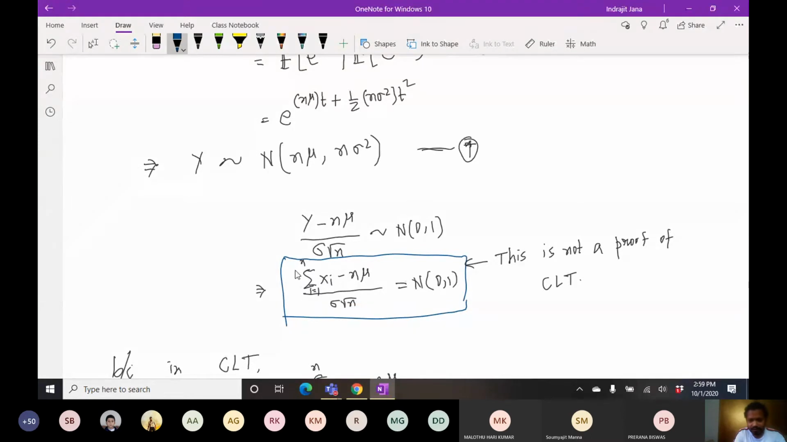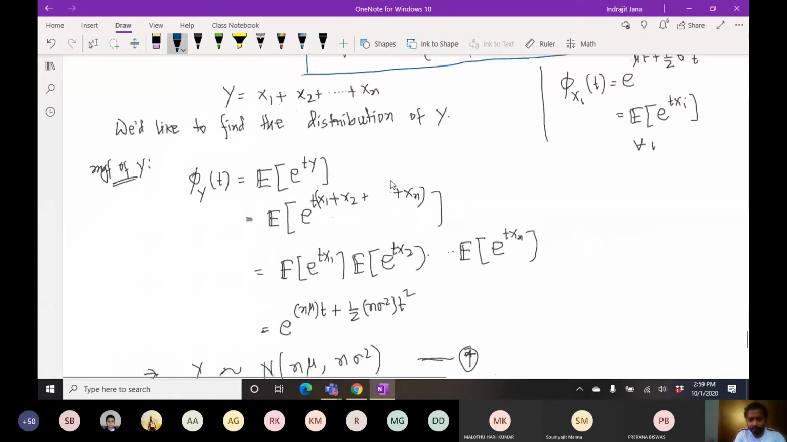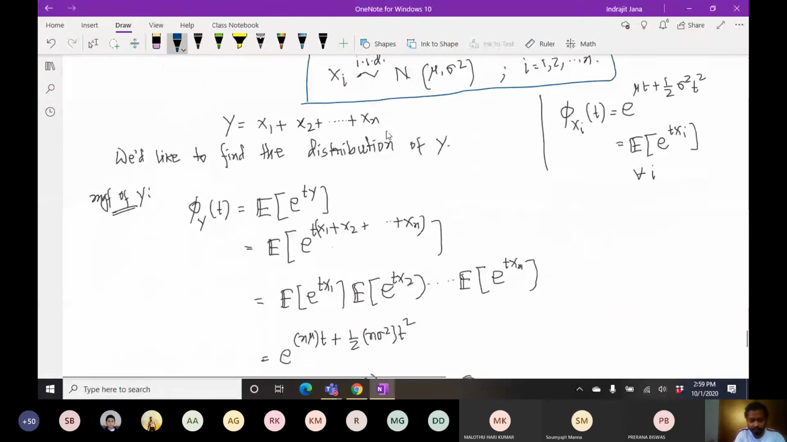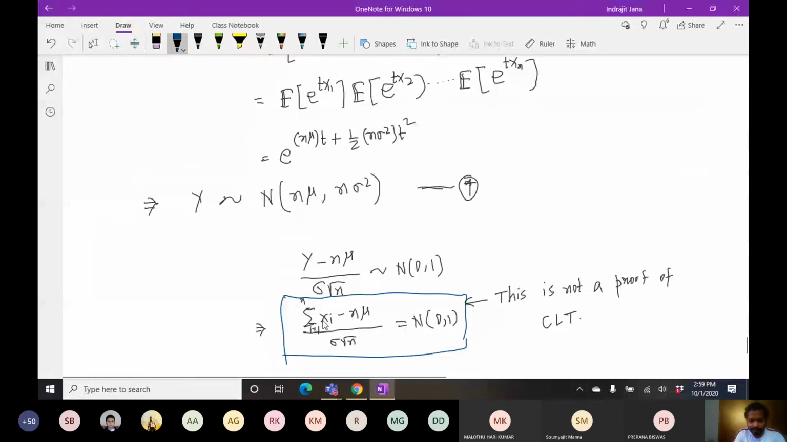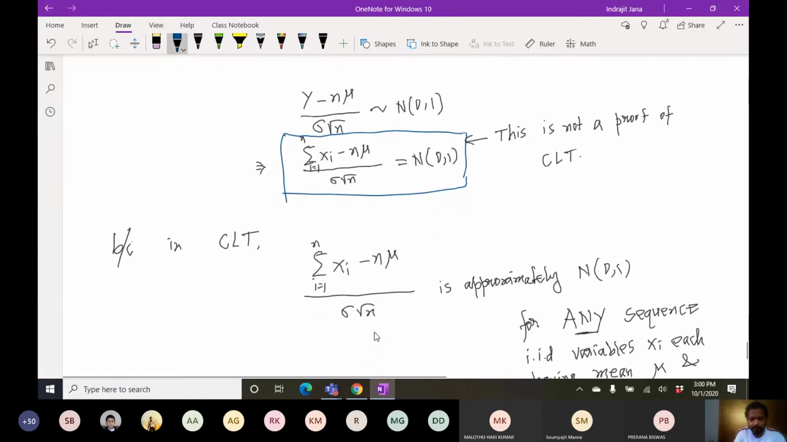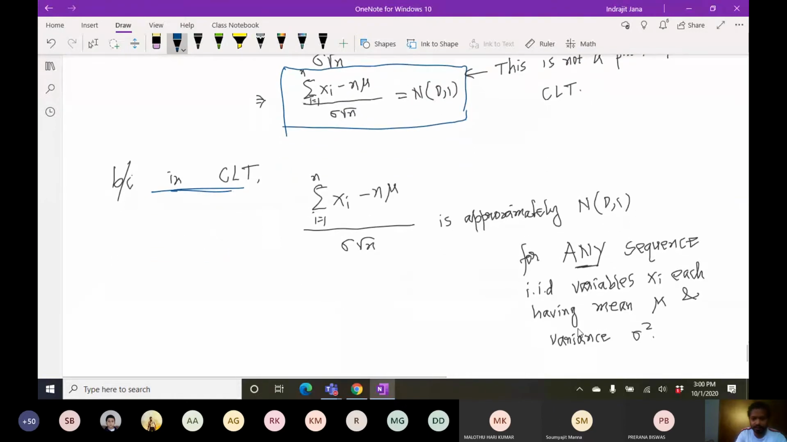So the moral of the story is that if you begin with the normal distribution itself, each xi being a normal distribution, then this summation xi minus n mu over sigma square root of n is exactly normal 0 1. But the power of CLT is something else. CLT says that you do not have to start with the normal distribution. You can start with any sequence of independent random variables. Then this summation xi minus n mu over sigma square root of n will be approximately normal 0 1.